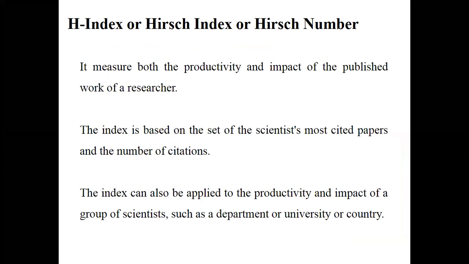So what is the H index? The H index measures both the productivity and impact of the published work of a specific researcher. If you look at Google Scholar, on the left side there is the H index and i10 index, which explain the productivity level of that researcher. The index is based on the set of the scientist's most cited papers and the number of citations. It can also be applied to a group of scientists, such as a department, university, country, or specific domain.